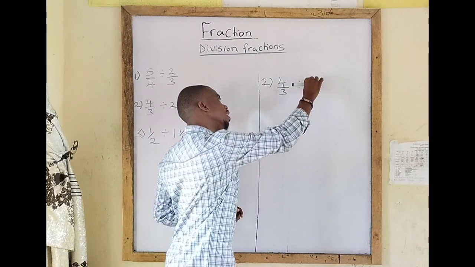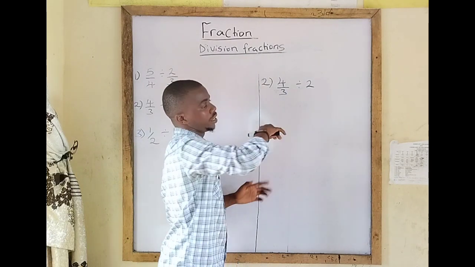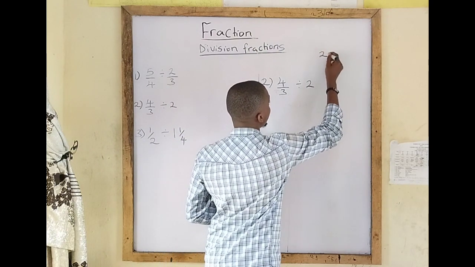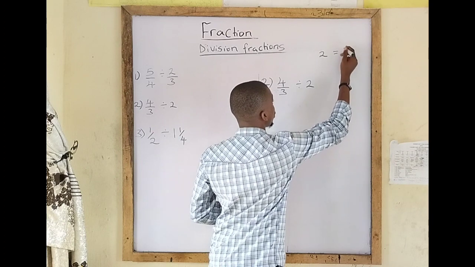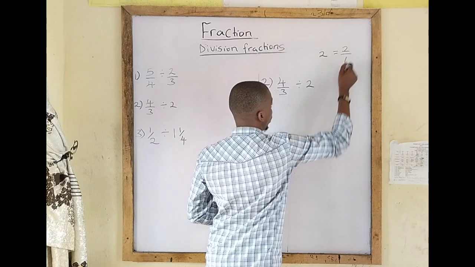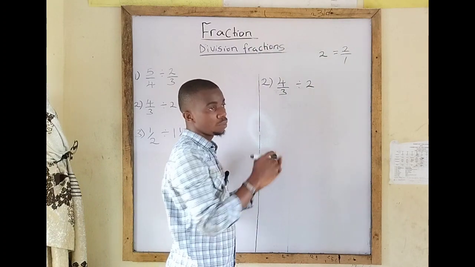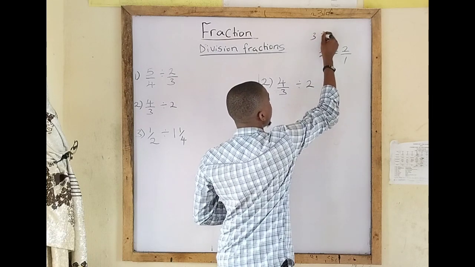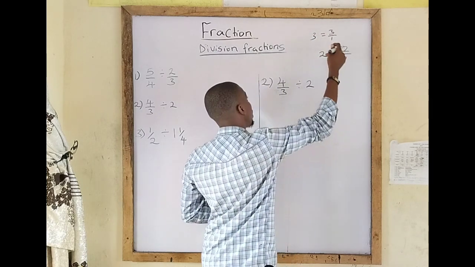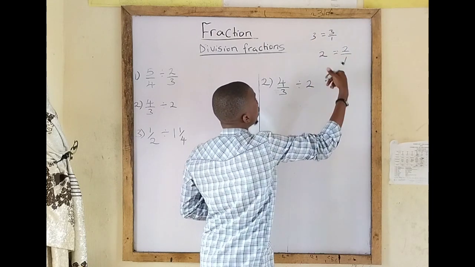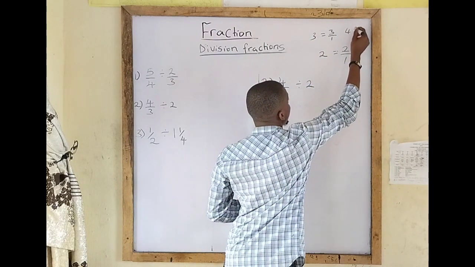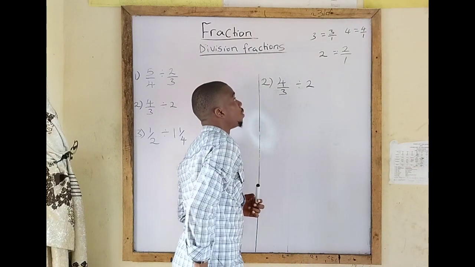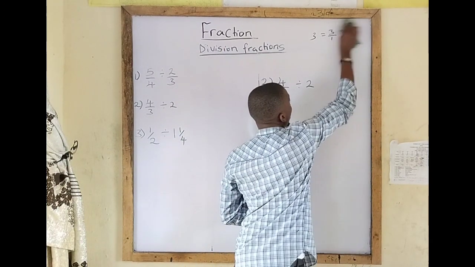First, we have to write 2 as a fraction, and 2 as a fraction is 2 all over 1. The fraction form of any whole number is all over 1. The fraction form of 3 is 3 all over 1, because 3 divided by 1 will still be 3. The fraction form of 4 is equal to 4 all over 1. So the fraction form of any whole number is all over 1.